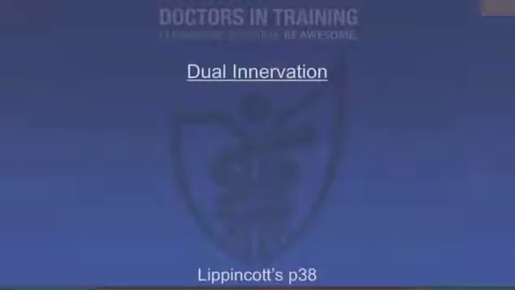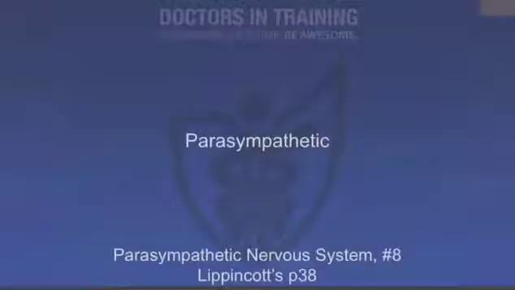Now, most organs in the body receive what we call dual innervation. That means they get both parasympathetic and sympathetic innervation. You have to have this fine balance between the sympathetic tone and the parasympathetic tone for everything to work normally. Now, in any given organ system, one tone or the other is going to dominate. For instance, in the heart, the parasympathetic tone is the dominant tone. So heart rate is mostly modulated by the parasympathetic system through the vagus nerve.